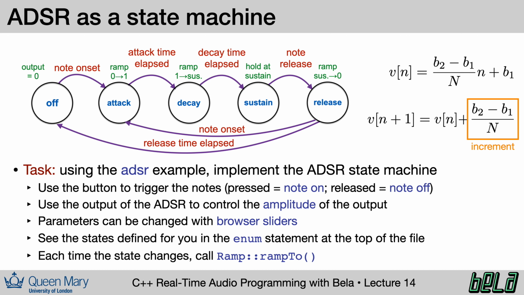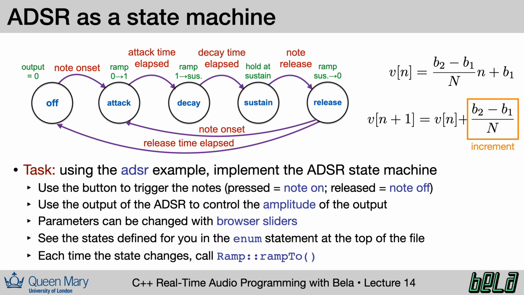We're now in a position that we can implement the ADSR state machine. In the companion materials, you'll find an example called ADSR, which has partly implemented the structure for you. You'll need to finish implementing the ADSR state machine using a button to trigger and release the notes. A button press should cause a note on event to happen, and a button release should cause a note off message to happen. The output of the ADSR should control the amplitude of the output.